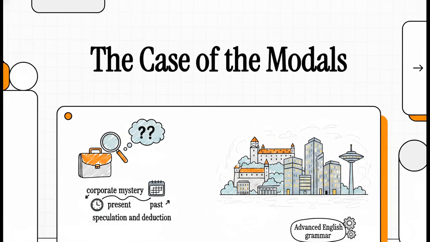Welcome to This Explainer. Today, we're diving straight into some advanced English grammar by solving a high-stakes corporate mystery. We're going to use the exact linguistic tools you need to master speculation and deduction, both in the present and the past. And we're doing it all from the floor of a busy corporate office right here in Bratislava. Let's get right into it.